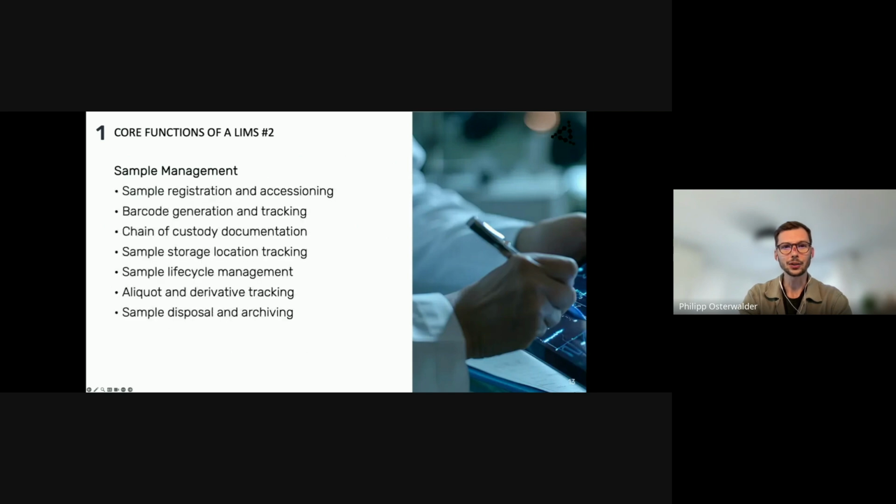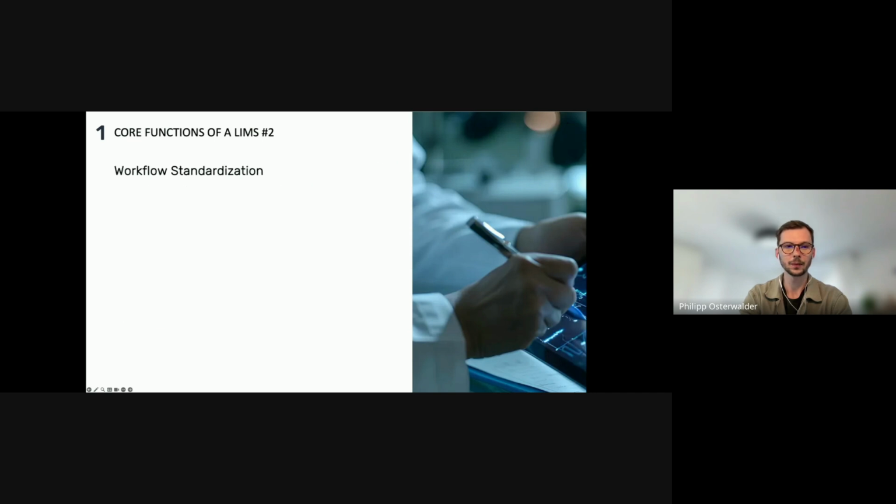So let's talk about the core functionalities in LIMS. First up is sample management. A good LIMS tracks each sample at every stage, from login and barcoding to the final retrieval. This full chain of custody ensures you always know where samples are, who handled them, and what tests were done. It's a real game changer for labs still juggling spreadsheets or paper logs.